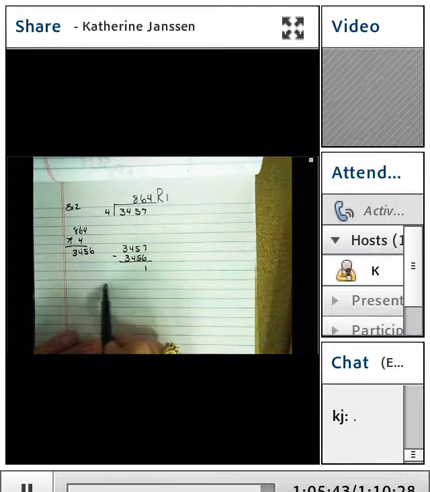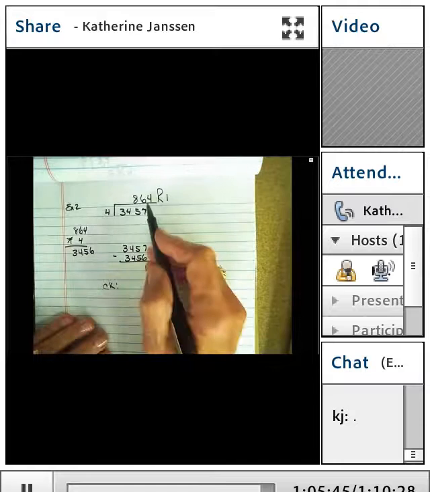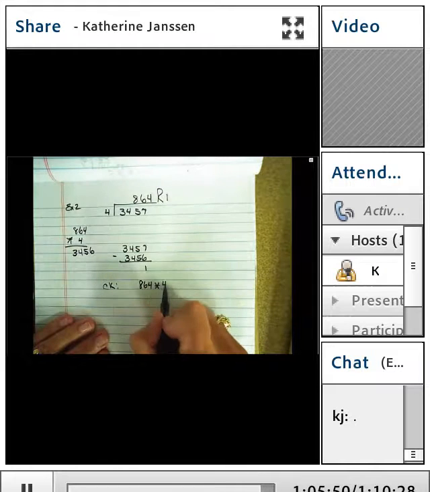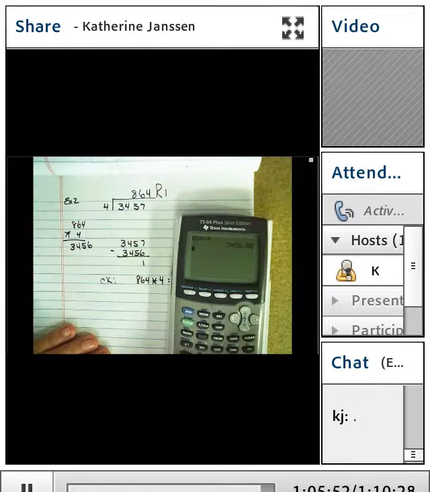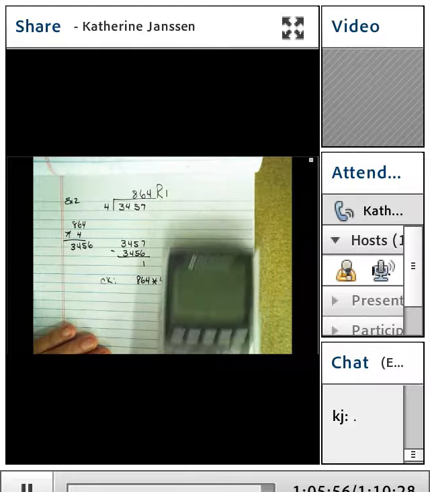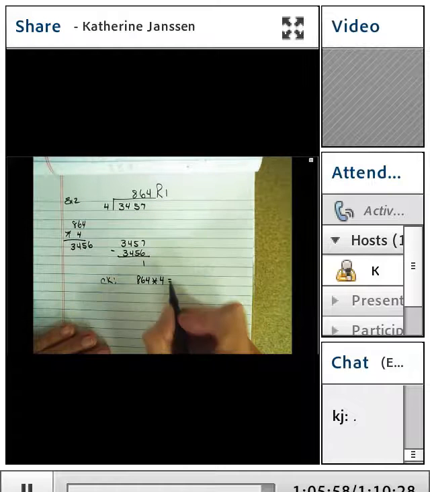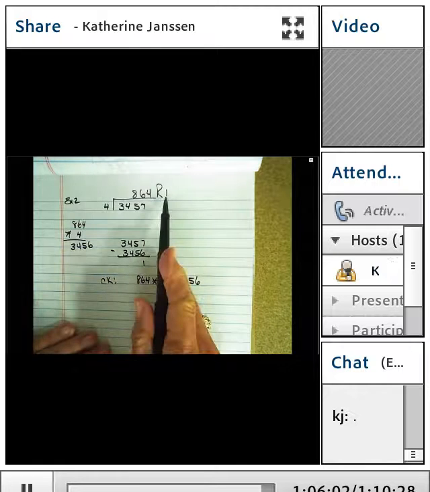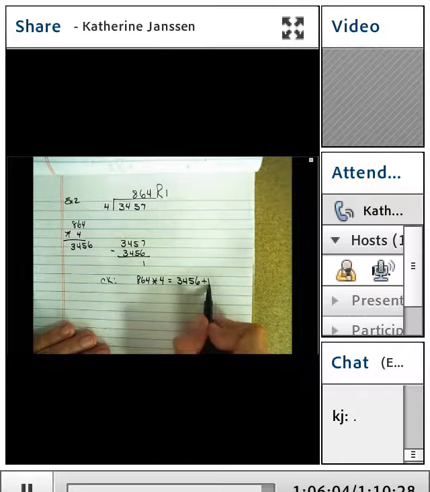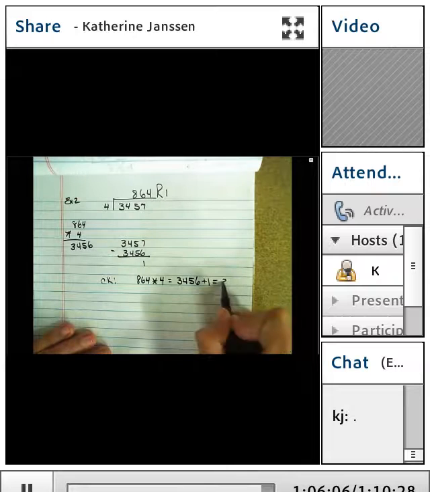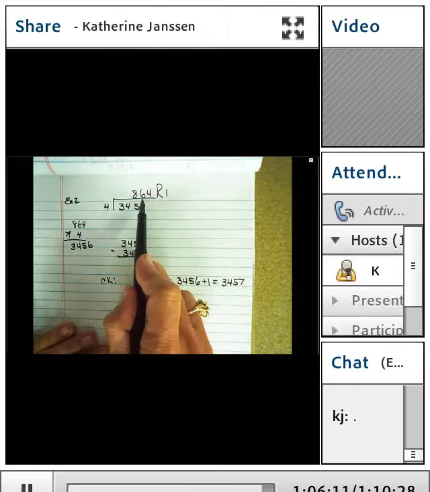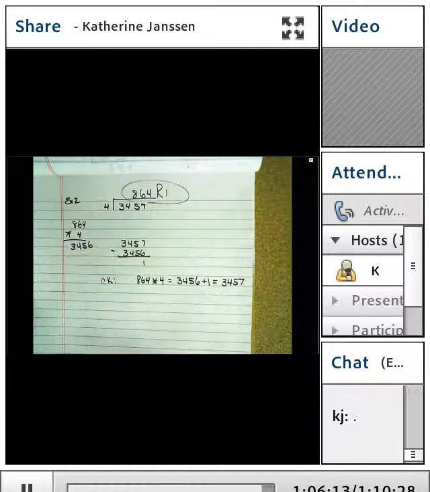I can check. 864, the whole number, times the divisor 4. 864 times 4 is 3,456. But I had a remainder of 1, so I need to add that. Plus your remainder, and you get 3,457. So our answer checks. We can circle our answer.